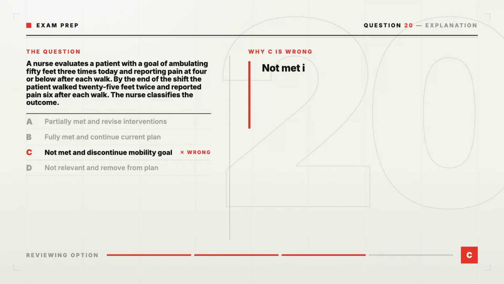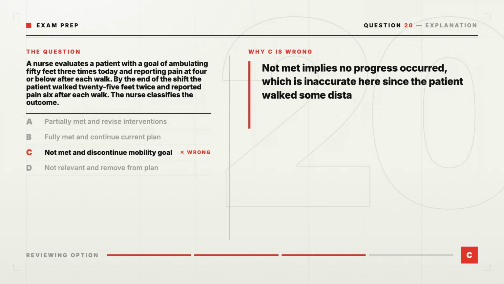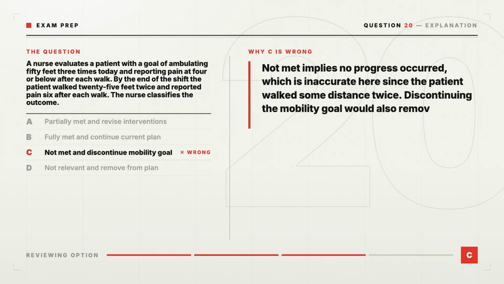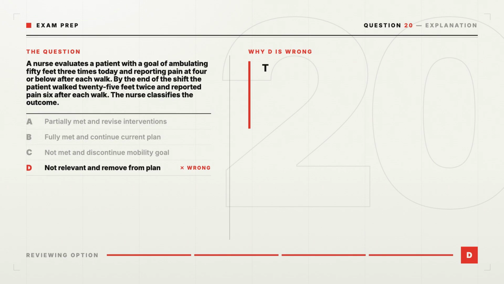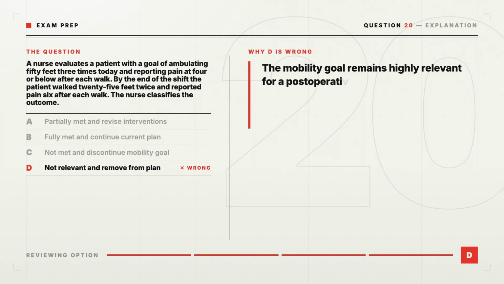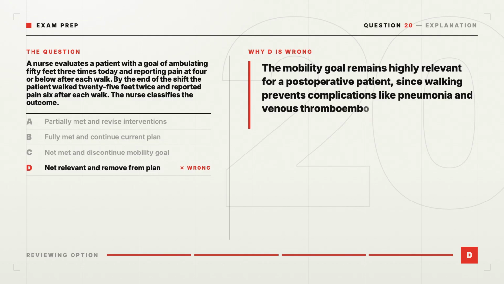C is wrong because not met implies no progress occurred, which is inaccurate here since the patient walked some distance twice. Discontinuing the mobility goal would also remove a clinically necessary postoperative recovery target. D is wrong because the mobility goal remains highly relevant for a postoperative patient, since walking prevents complications like pneumonia and venous thromboembolism. Removing it from the plan would harm the patient's recovery trajectory.